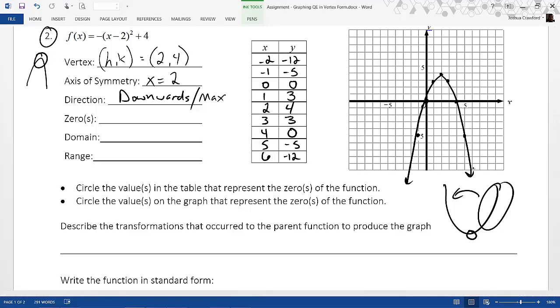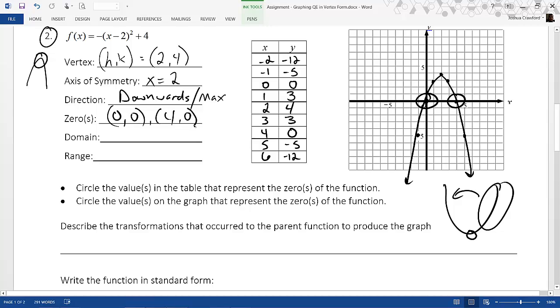Now we can find your zeros and your domain and your range. Your zeros will be the same thing as your roots, or your solutions, or your x-intercepts, which are going to be here and here. That's where they cross the x-axis. So those two values are going to be (0, 0) and (4, 0).